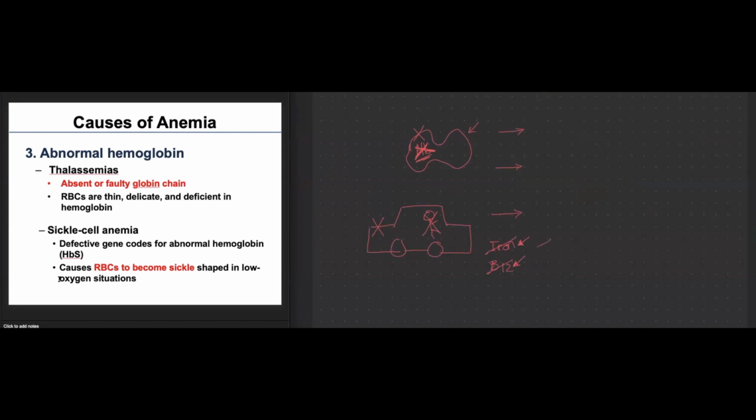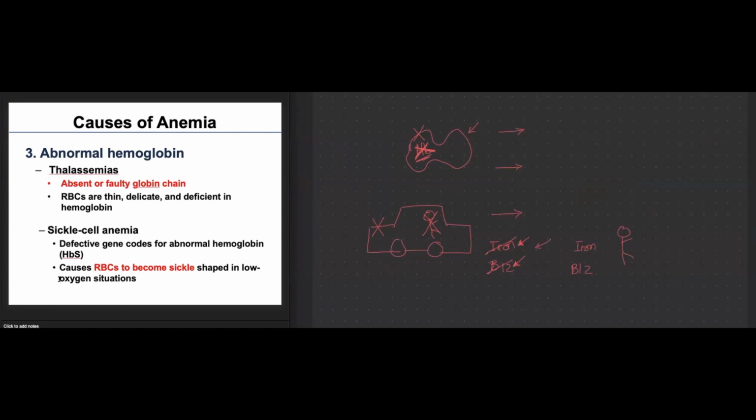What if you do have iron, you do have B12, but the hemoglobin that you're hiring is lazy? It's defective. It has an abnormal shape, like in the case of thalassemias, in the case of sickle cell anemia. So this lazy driver, who is not willing to work, will not be able to deliver what you want.